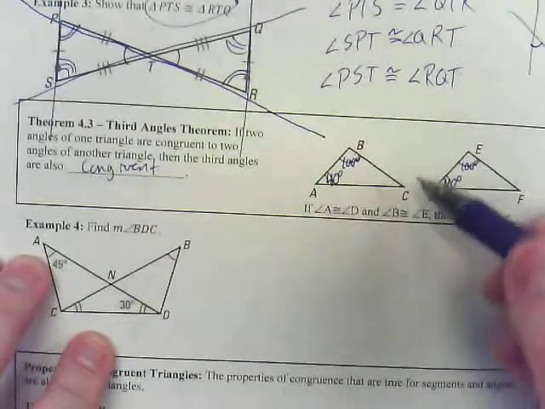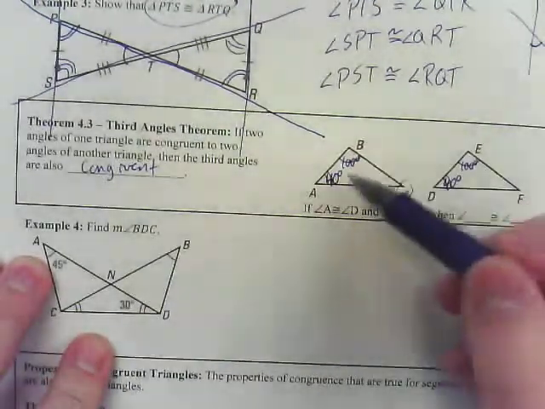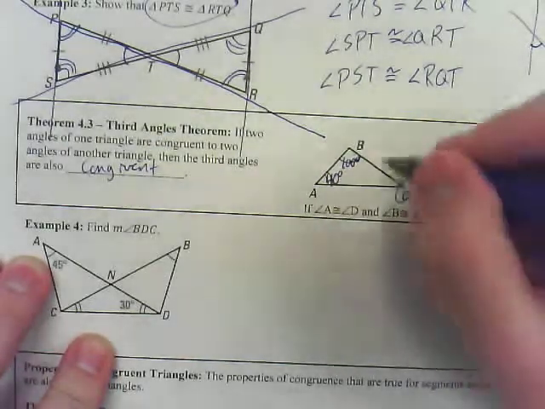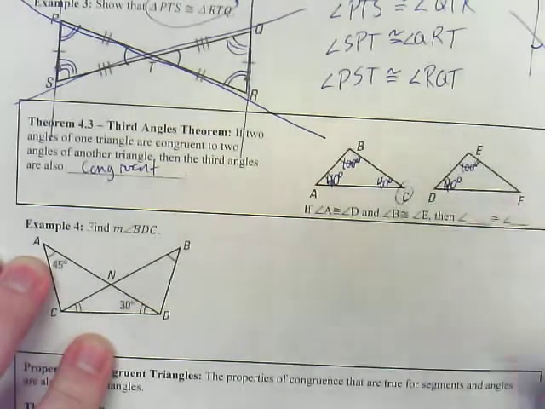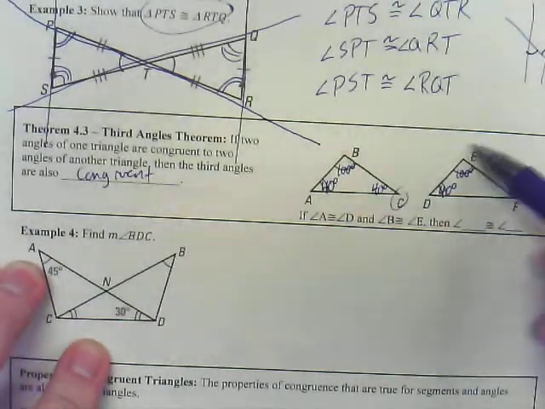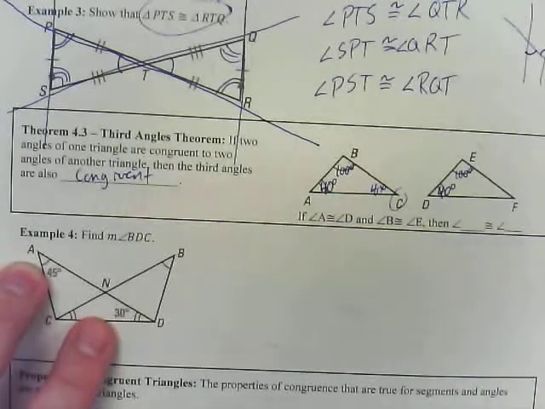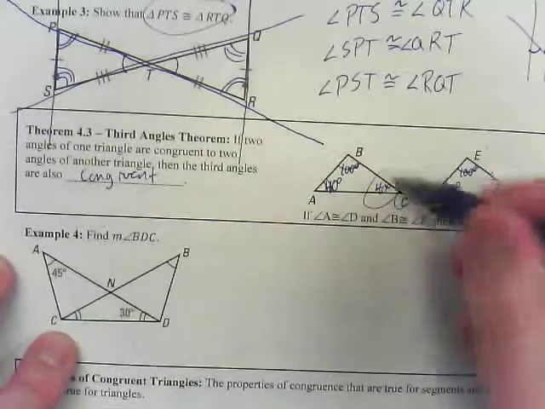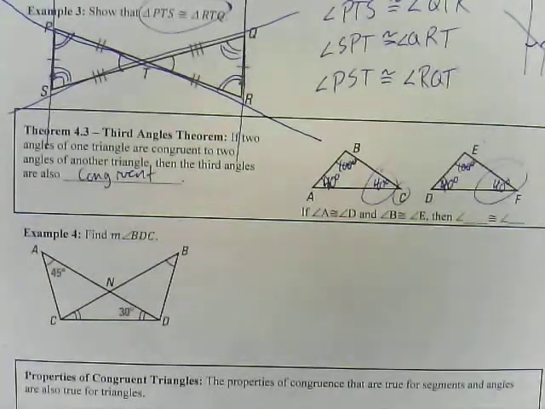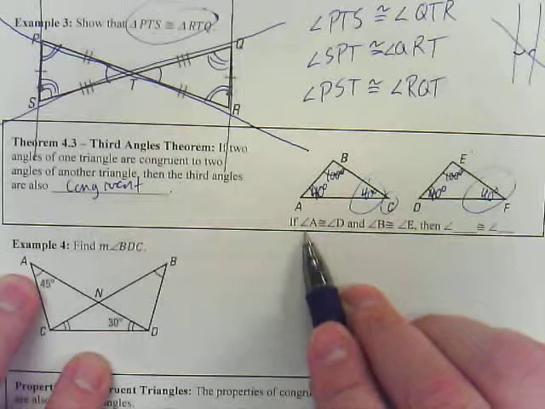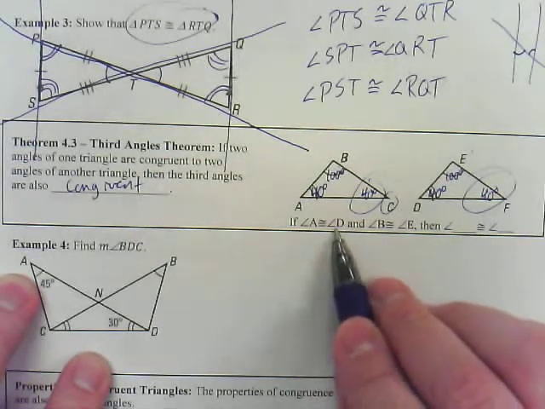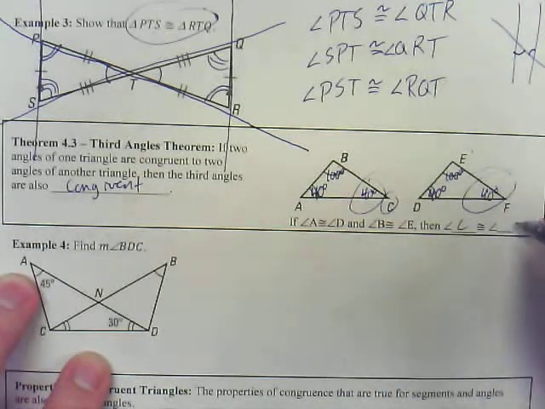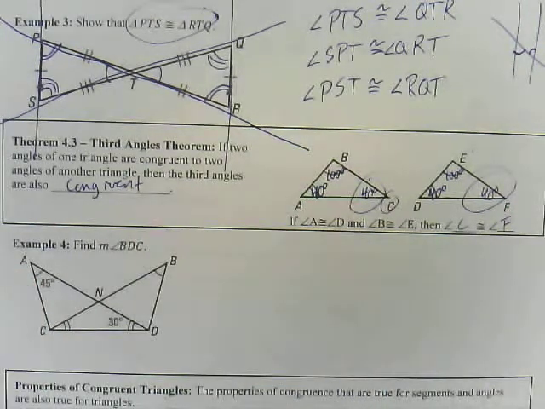Because if you try to work out what C would have to be, all three of these angles have to add up to 180. So these two add up to 140, take that away from 180, and you get 40 left over. So this one would also have to be 40, and that means these two must be the same as each other. So if angle A and D are congruent, and angle B and E are congruent, then it must be the case that angle C and F are congruent as well.